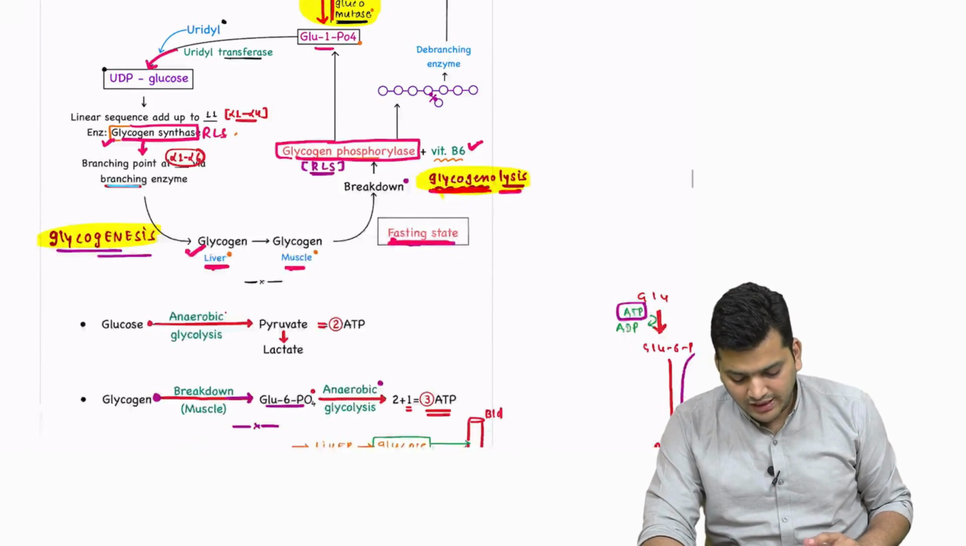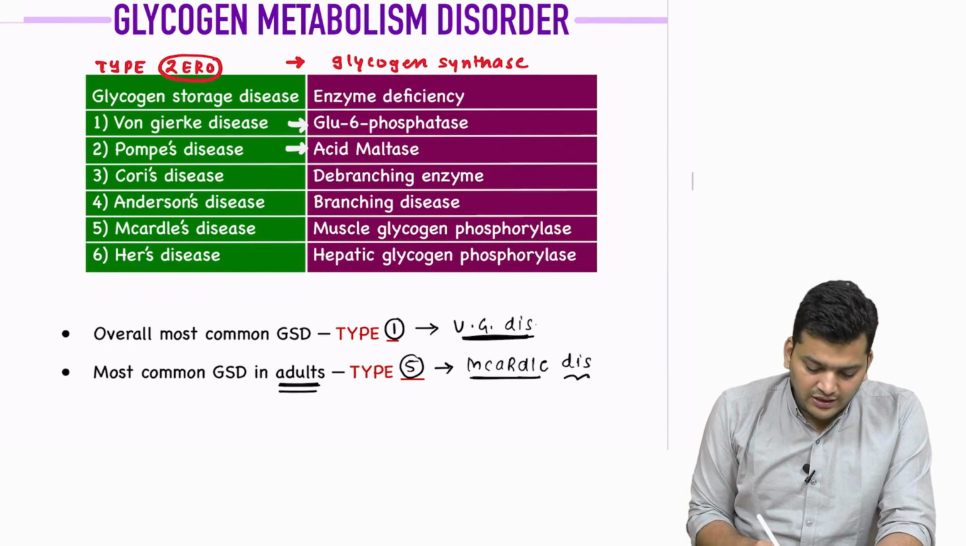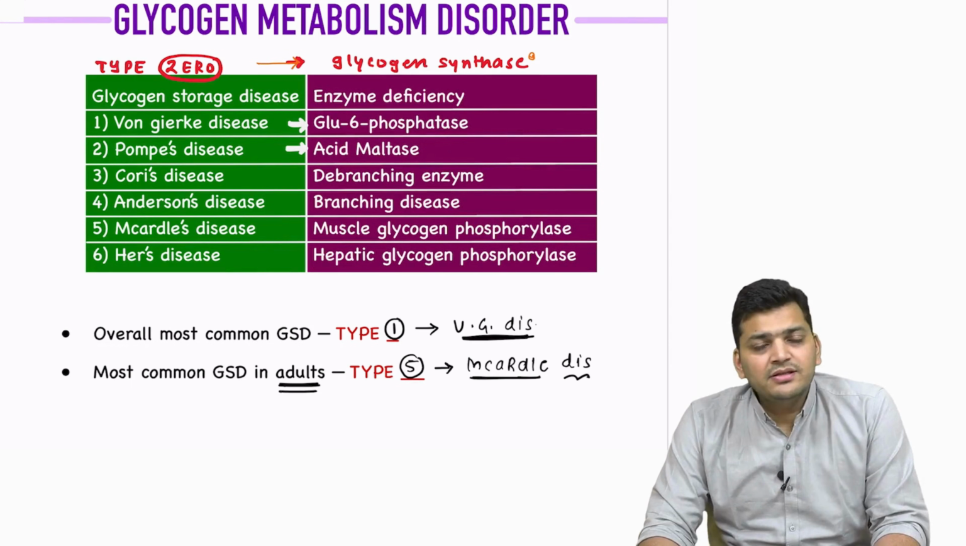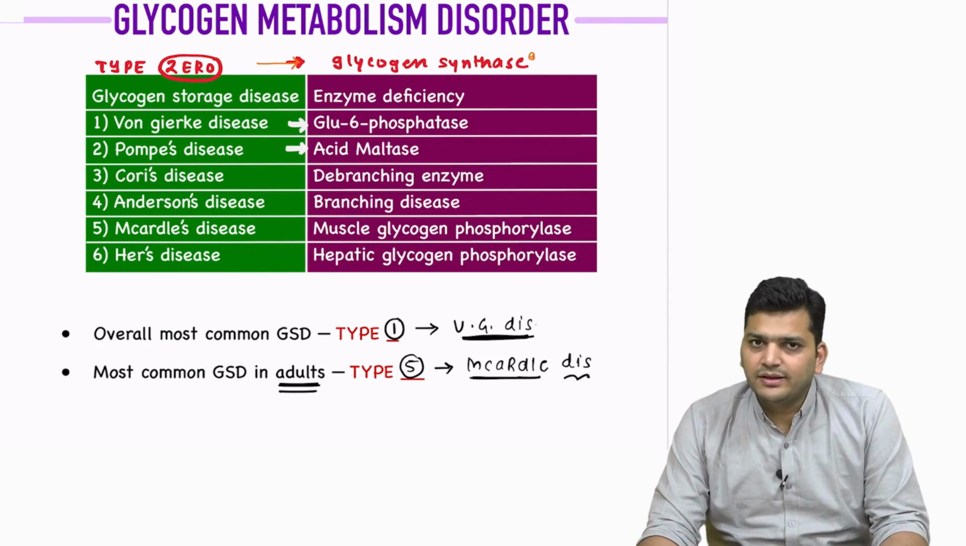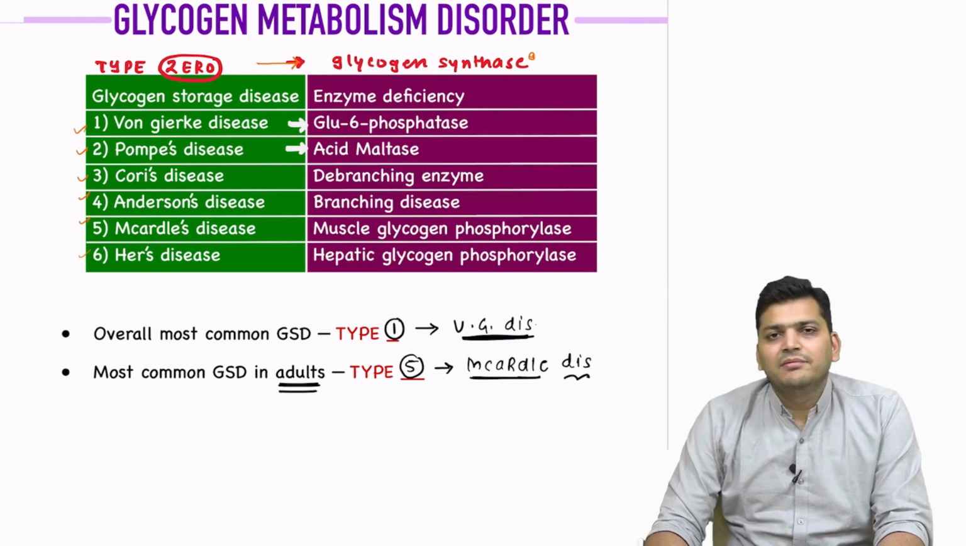So what are the various glycogen storage diseases that we have? These are the various glycogen storage diseases. Glycogen storage disease type 0 is the deficiency of glycogen synthase. If the glycogen synthase is not there, we can't make the glycogen. Then we have type 1, 2, 3, 4, 5, 6 likewise.